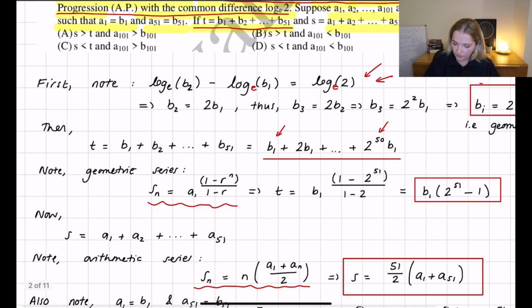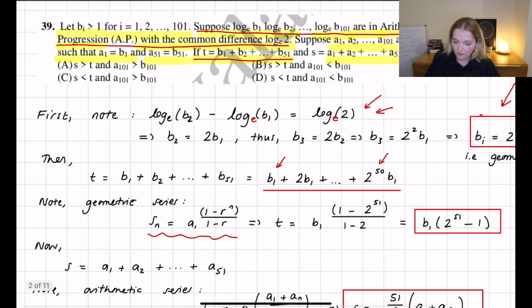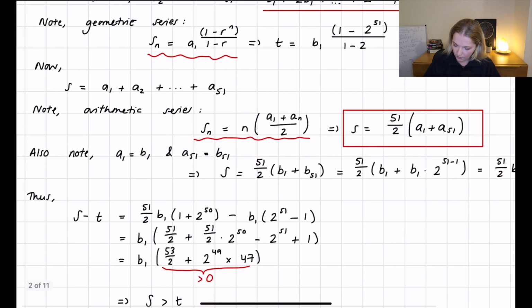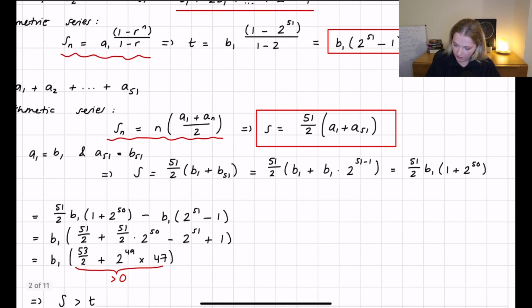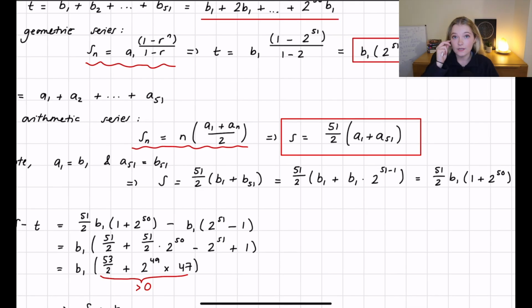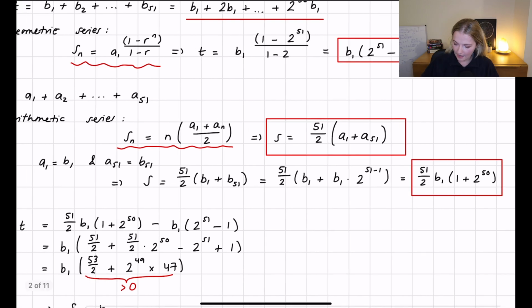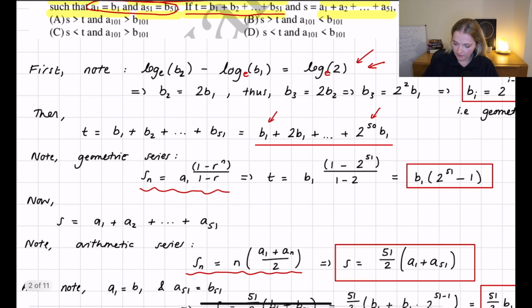Now what we're going to do is use the condition that a1 equals b1 and a51 equals b51. And using that, we can do some simplifications, which are these here, and we can substitute the values for a into s, so we can write s in terms of b, which is this quantity here.